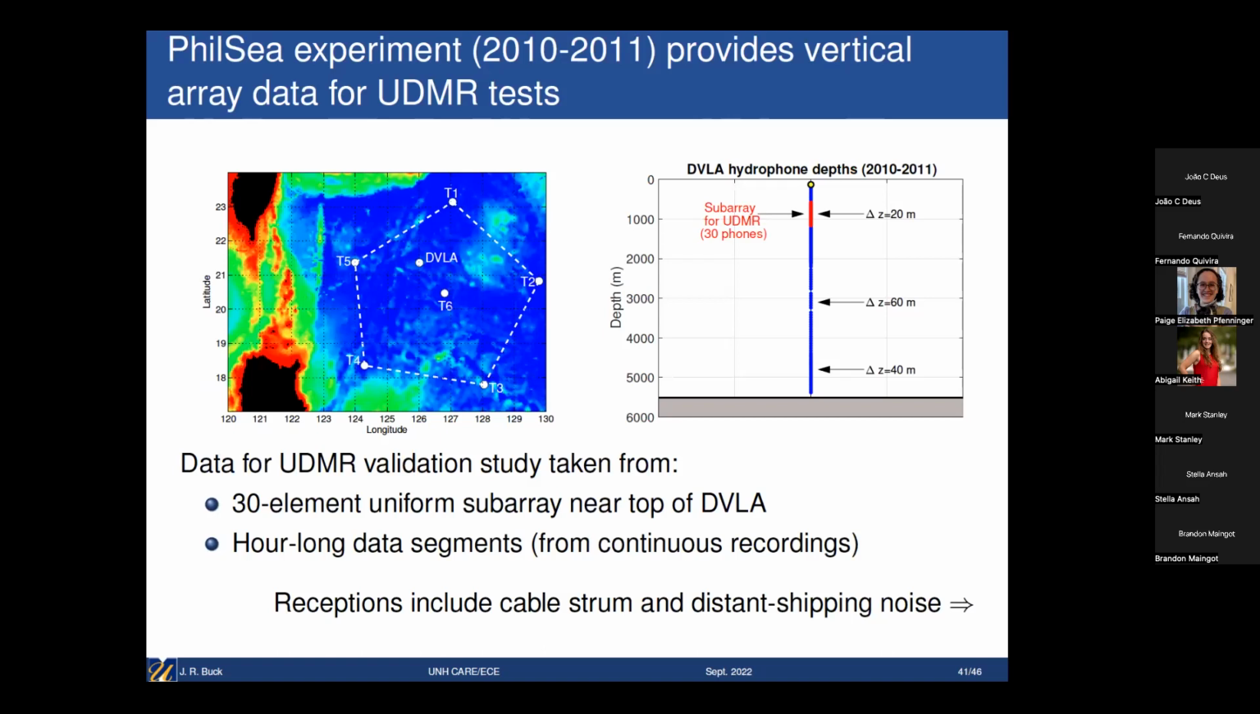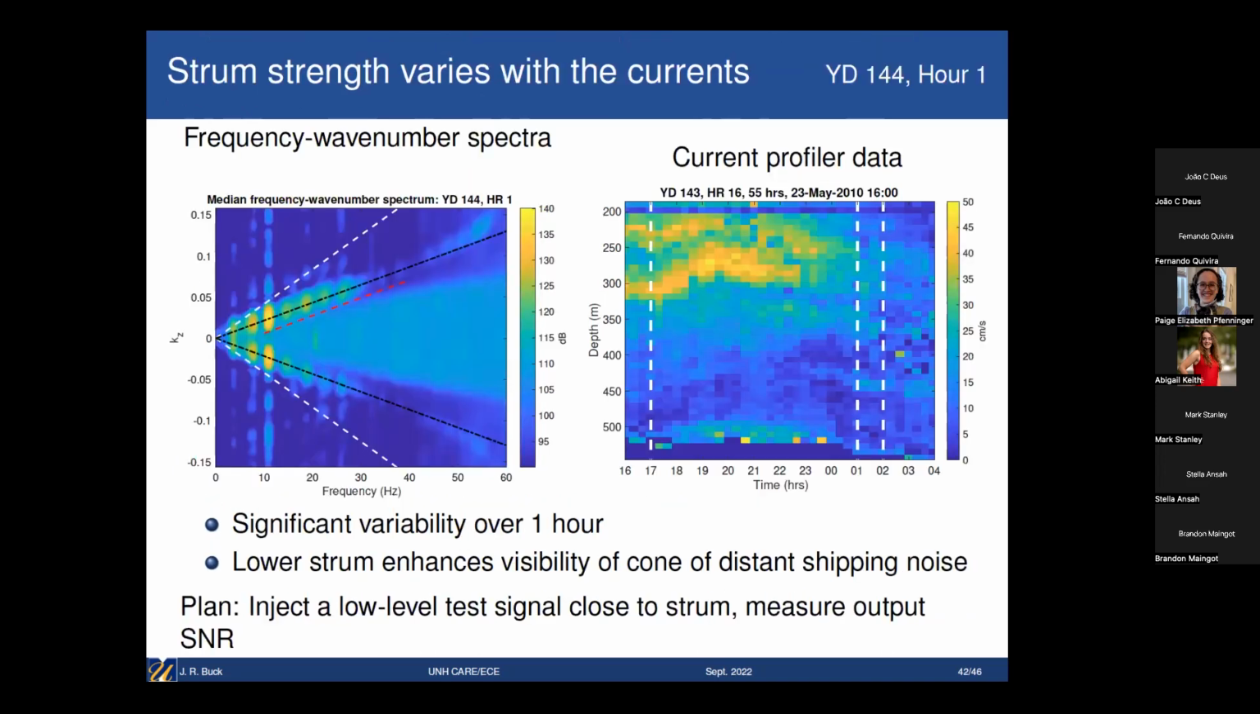In this experiment, there were 6 tomographic sources and a vertical line array over 5 kilometers deep with different array spacing. But we're just focusing on this subarray at the top, the 30 hydrophones spaced by 20 meters. And we have several hour-long data segments. And again, we had both distant shipping noise in there, but also the cable was strumming, which was like a discrete interferer that was projecting sound into our frequency band.